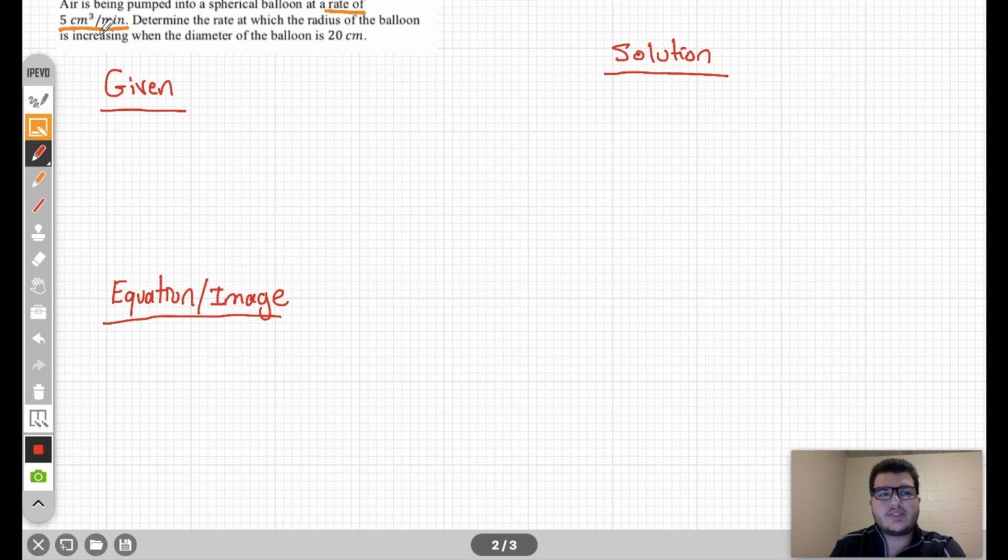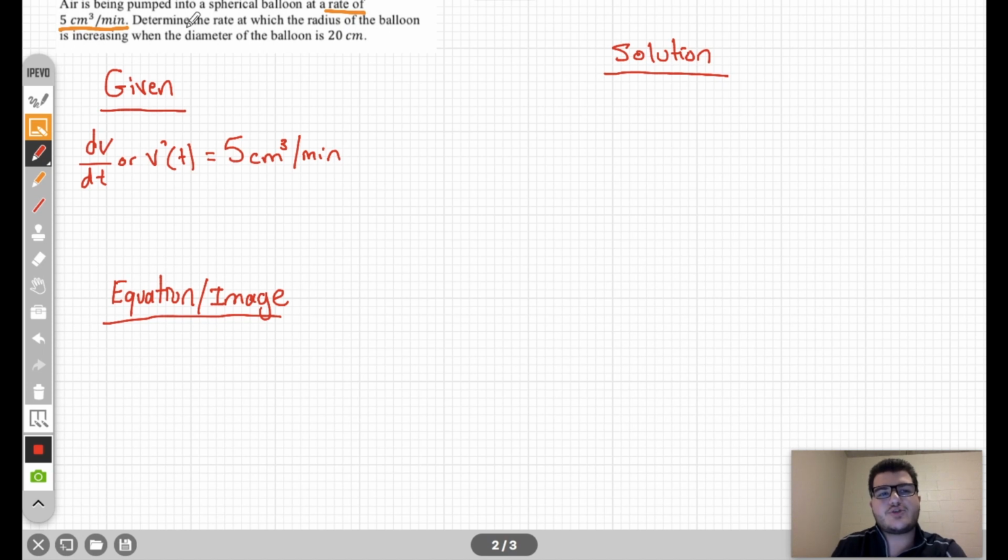Which one is it going to be specifically? Well, if you look at the units, first of all, I'm pumping air into a spherical balloon, which is a 3D object, and the units are cubic centimeters, so that's going to be volume, and when I have it per minute, that's going to be a rate. So what is that going to be? The rate of a volume. So this is going to be signified as dV/dt, or V'(t). This is going to be equal to 5 centimeters cubed per minute.